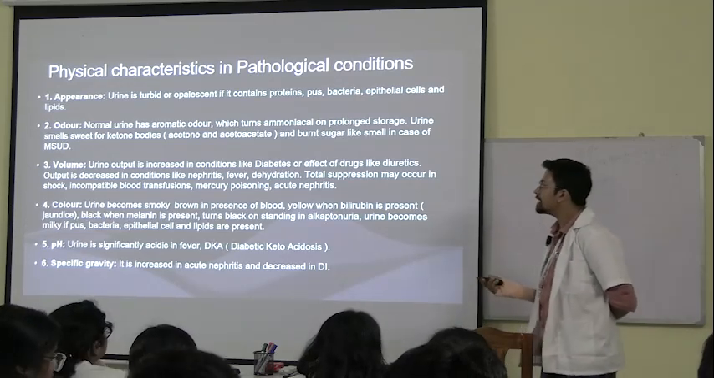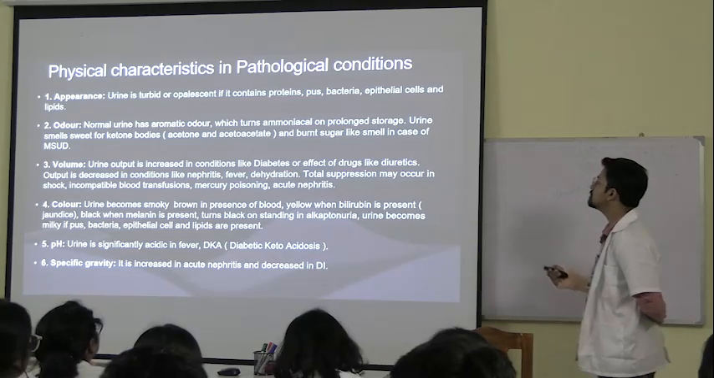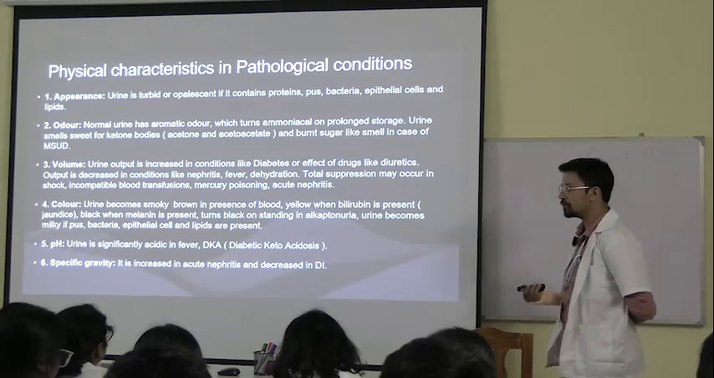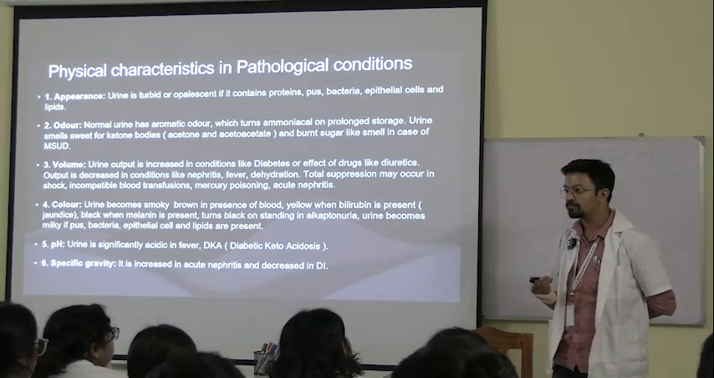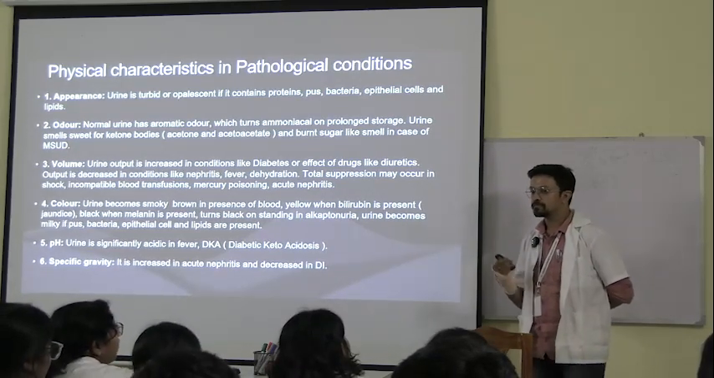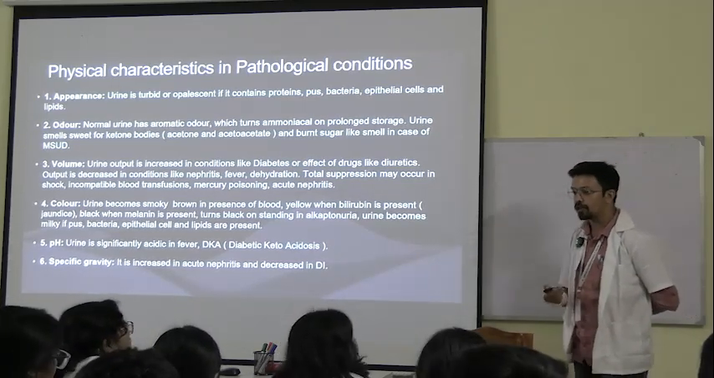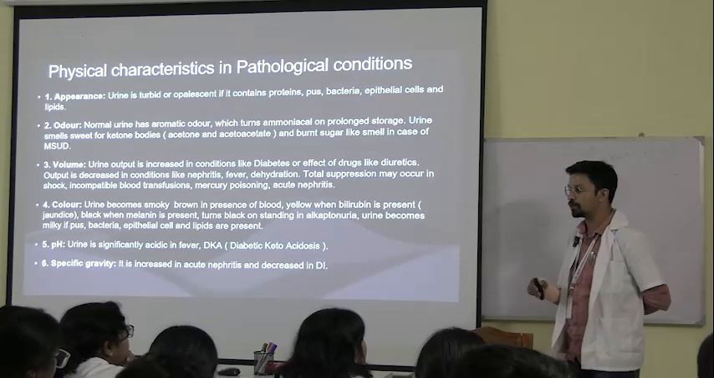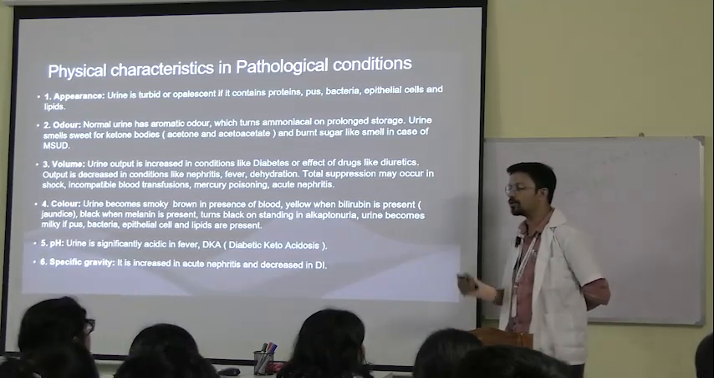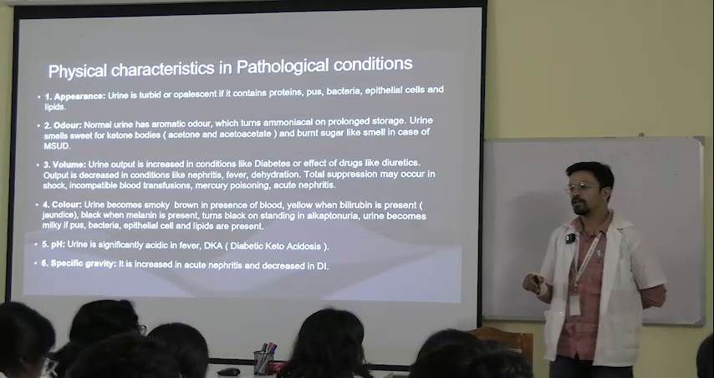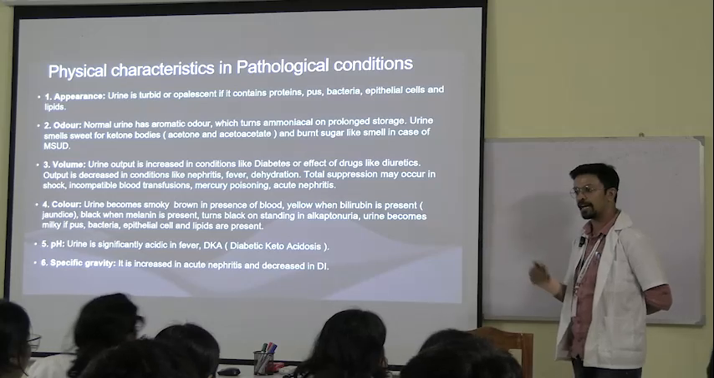Fine. And then comes the volume. Urine output is increased in conditions like diabetes or the effect of drugs. You already know from your previous classes what polyuria, oliguria and anuria are. What is polyuria? More than 2500 ml per day over 24 hours, that is polyuria. What is oliguria? Less than 500 ml, that is oliguria. And what is anuria? Less than 100 ml, complete cessation of urine. There is less urine production, that is why anuria occurs.